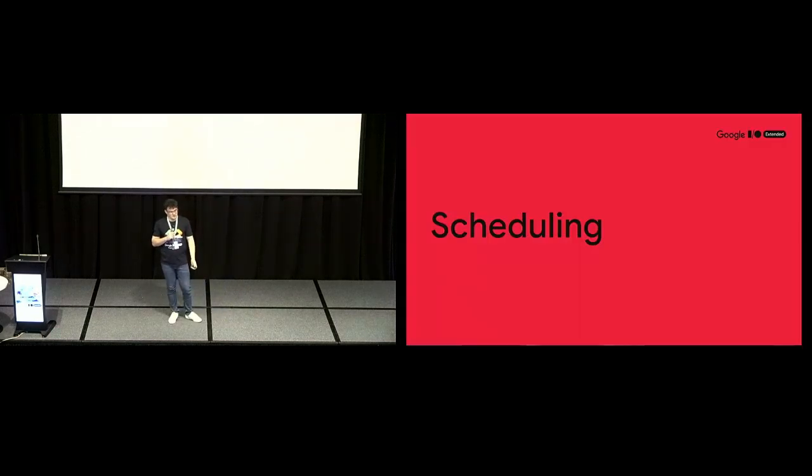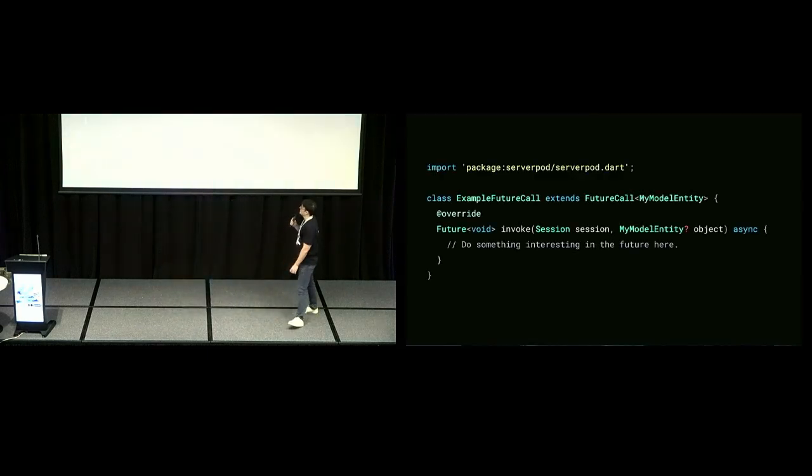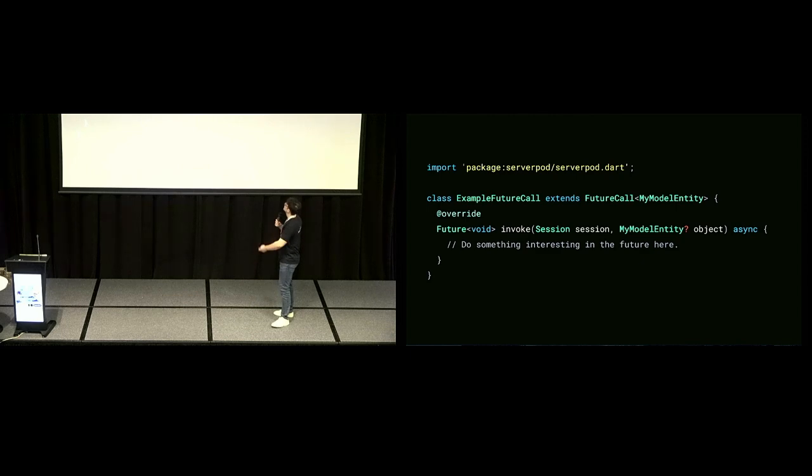Next up is scheduling. I actually really like this feature. So there is a concept called future calls, so something that's going to happen in the future. And you're able to, again, you pass the session object, and you also pass an object. It could be any model entity you'd like. So you create this like you would create any other class. You do extend, sorry, I should probably say, you do extend future call, and you pass the model that we're passing.